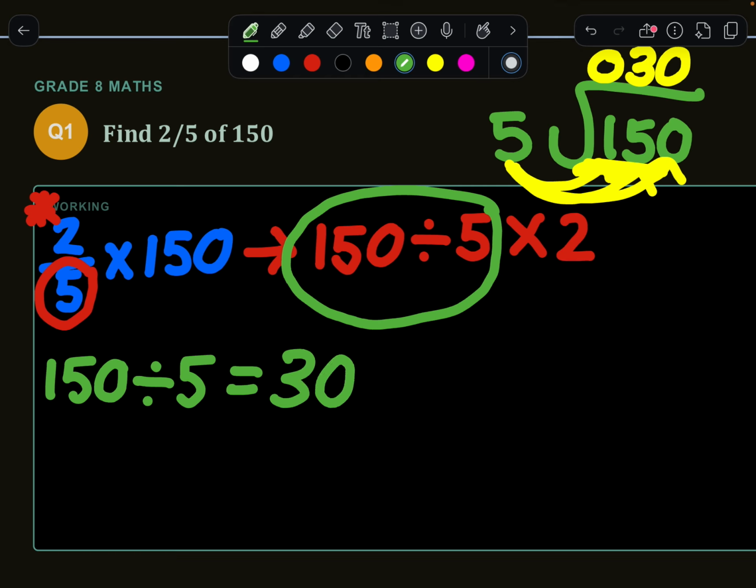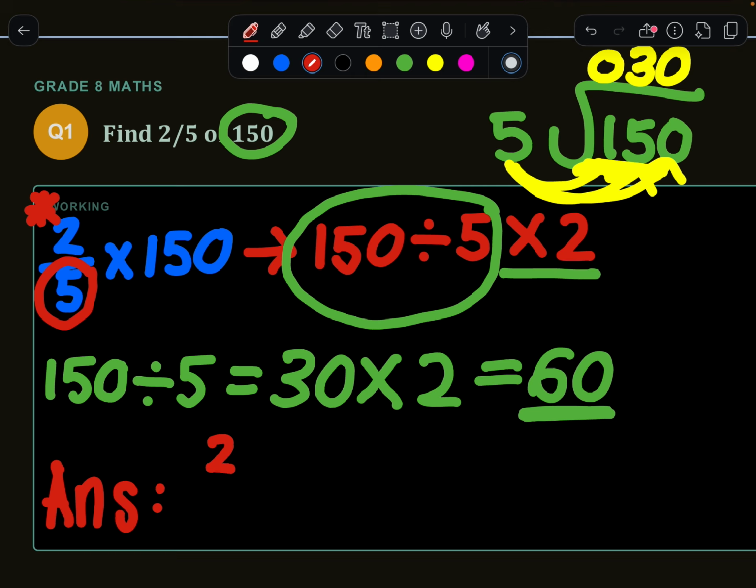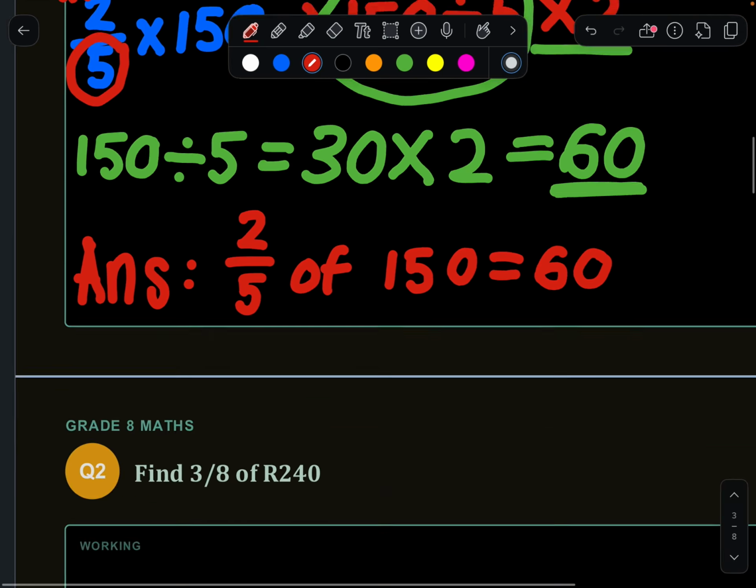And then we just have to do this next part, which is times it by 2. 30 times 2 is 60. And there we go. That is as simple as it is. We can check. Our final answer is 60, which is less than this total of 150. So it looks like it is right. So we can put our answer here. 2/5 of 150 is 60.